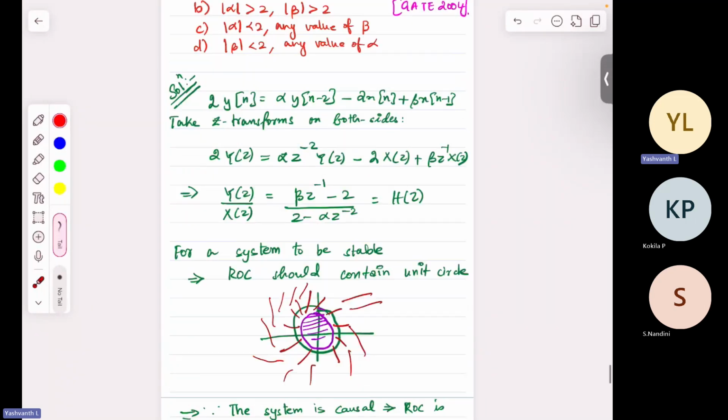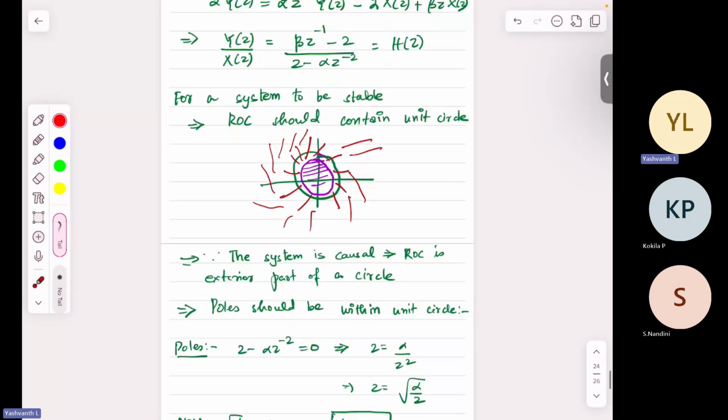Now, in addition, I'm asking when will it be stable? For that, the poles should be within the unit circle. Why? Only if the pole is within the unit circle, from that point onwards, ROC will start. In that case, your unit circle will be included in the ROC. The circle with the radius equal to the magnitude of the pole value will determine from where the ROC will start. And if the ROC has to contain the unit circle, the magnitude of the pole should be less than 1. It should be within the unit circle.